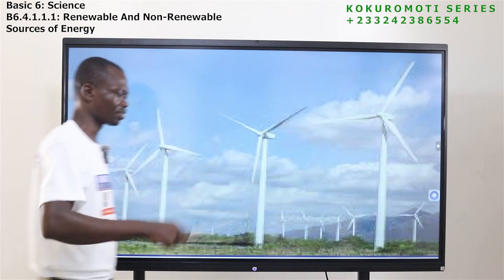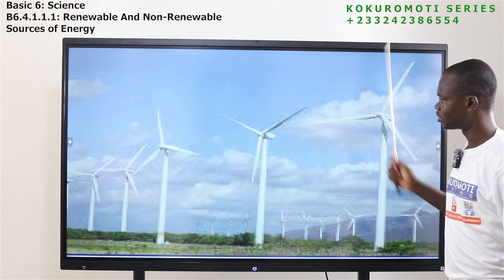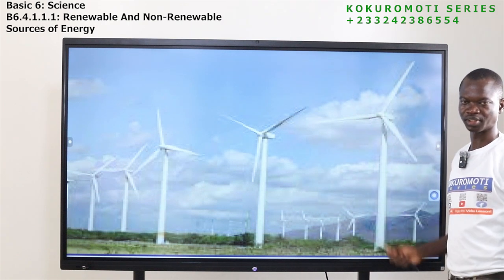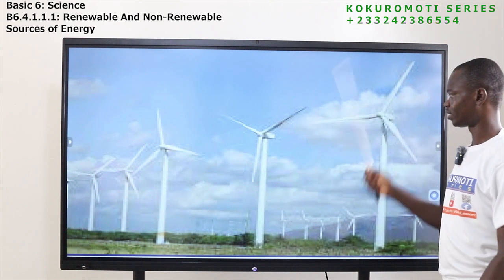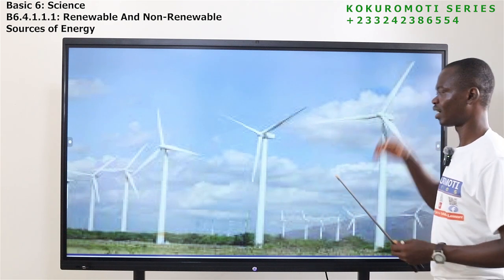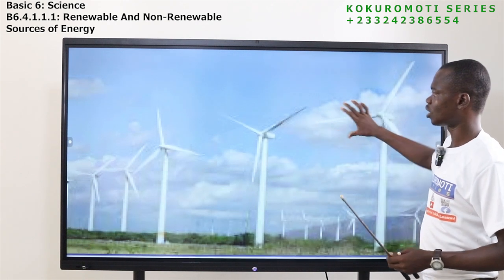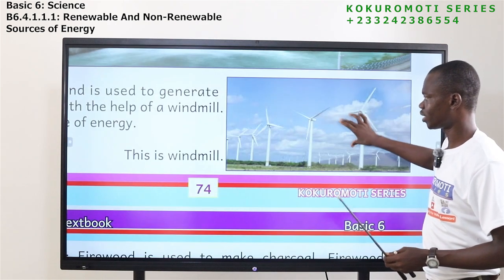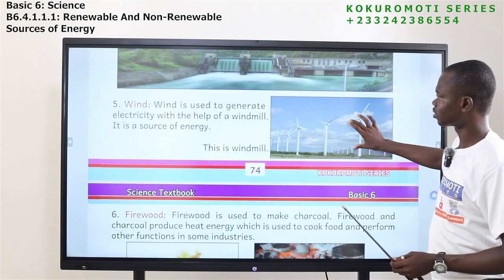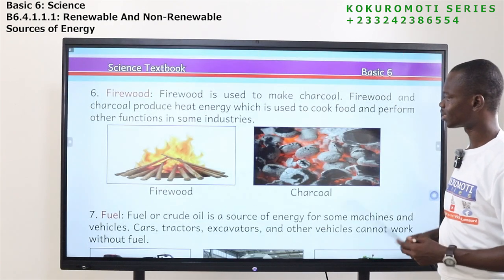The wind turns them and they are able to produce what? Electricity. It's able to generate electricity. When it turns, it's able to generate electricity, and it's the wind that turns them. Okay. So another source of energy is the wind. Okay. Let's come to this side.